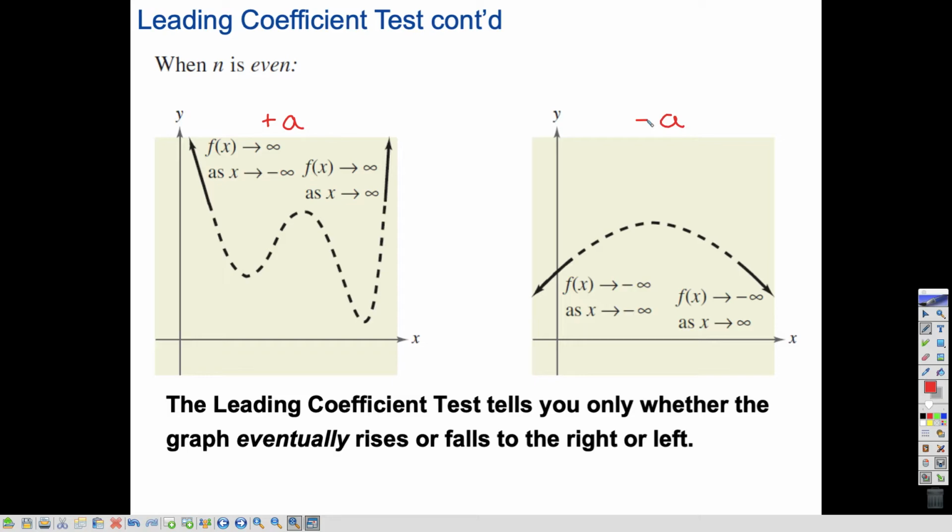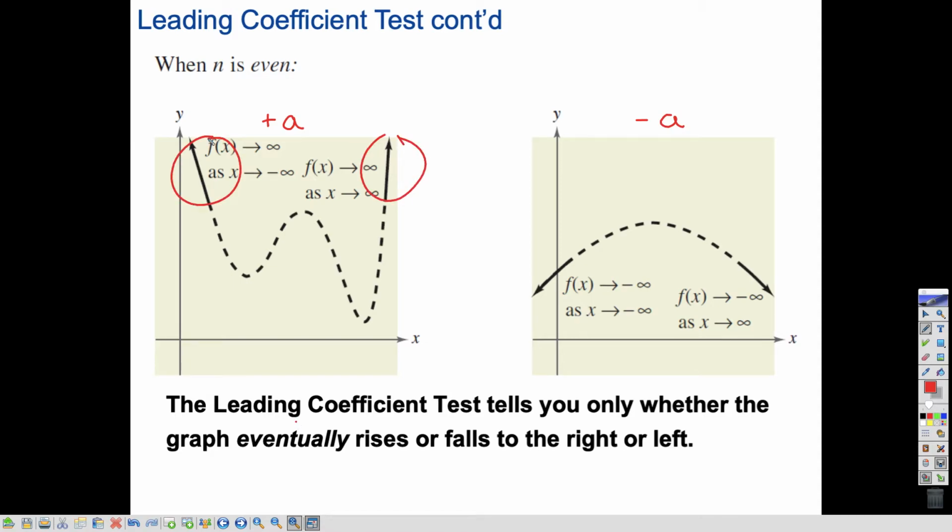Again, the leading coefficient test only tells you end behavior. Do not use it for anything else. It tells you whether it opens up or down, if it's even or odd, and where it ends. If it's even, it always starts and ends in the same place, no matter what the middle looks like. Wait, what do you mean? Like the directions.